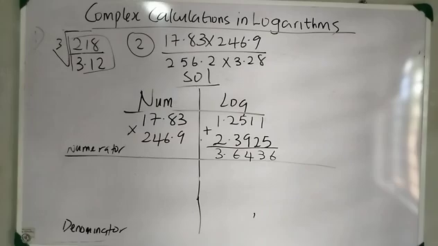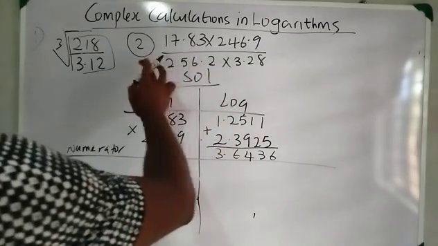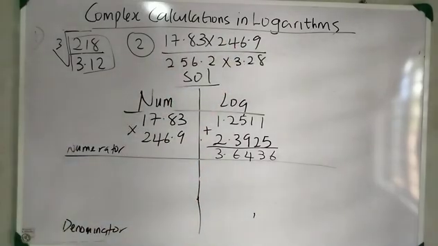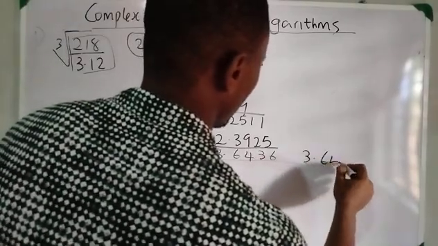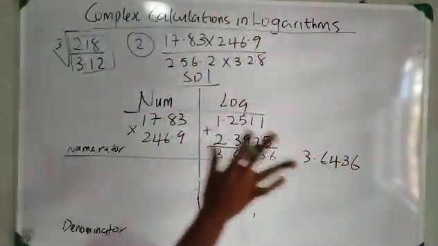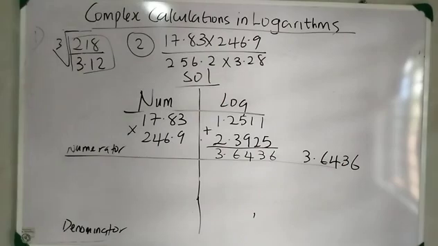Remember, am I going to convert it to a number? No, because I still have other operations to work with. I have not finished working with it. So I'm going to keep this aside. 3.6436. This is my numerator in logarithm. Now I will do the same thing for my denominator.